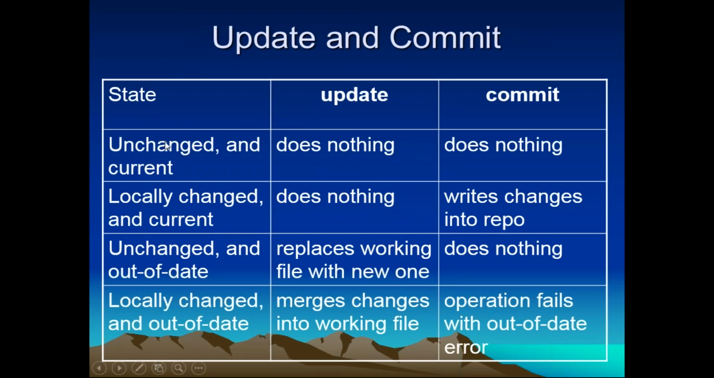Unchanged and current: if you update, it does nothing. Commit does nothing because there are no changes. Locally changed and current: when you update, it won't do anything; when you commit, it will push your changes to the repository. Unchanged and out of date: when you update, it replaces the working file with the new one, and it does nothing when you commit. Locally changed and out of date: it needs to merge into the working file, and the commit operation fails with the out of date error. Is this slide clear to everybody?